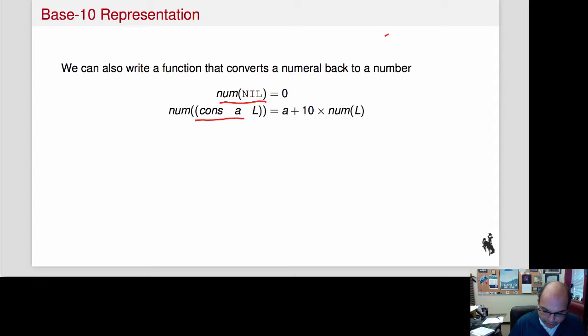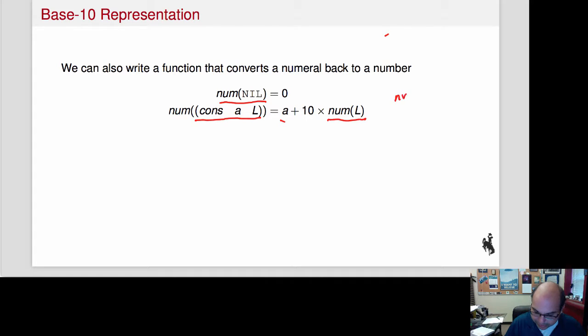Otherwise, what I have is something that looks like a digit A followed by a list of digits, possibly empty, but it's just a list of digits. So what exactly does that represent? Well, num of L is whatever that list of digits is, and what we need to do is take that, multiply by 10, and then add A.